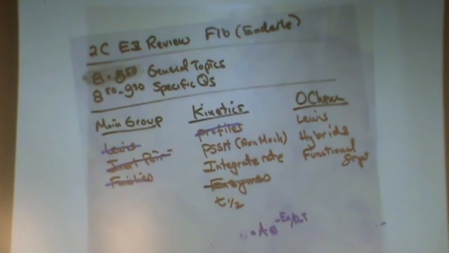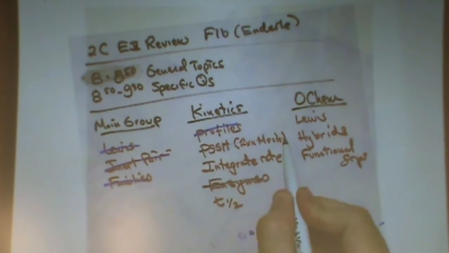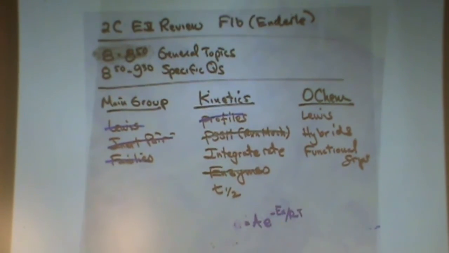Okay, we did PSSH. Integrated rate laws. What are we looking for here? Do we want an overview? Do we want an example? Yeah?